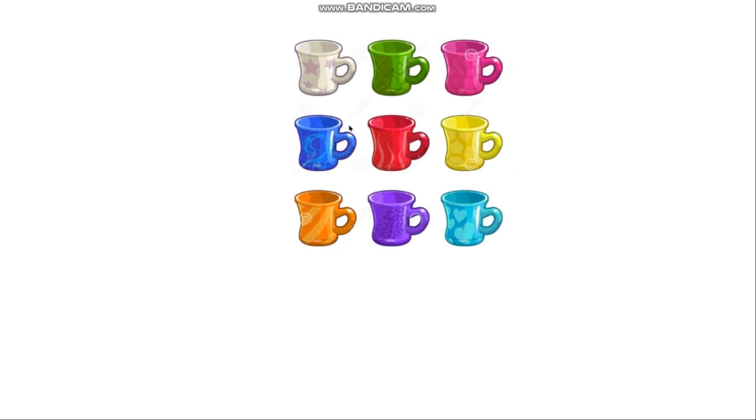Okay, so can you count how many cups are there here? Yes, 1, 2, 3, 4, 5, 6, 7, 8 and 9. Now from 9 cups, I take away 4 cups. Okay, so I have circled the 4 cups that I am taking away. Now can you tell me how many cups remain?